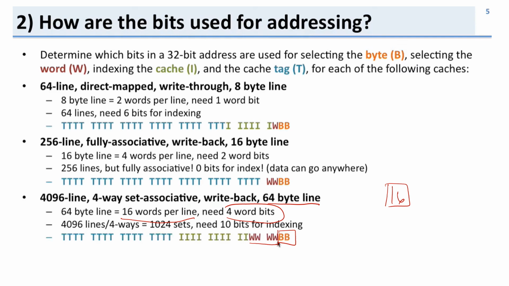Since there are 4096 divided by 4, it falls to 1024 sets. So to select 1024 sets, you need indexing, that is 10 bits. And the remaining of the 32 bits goes to the tag bits.